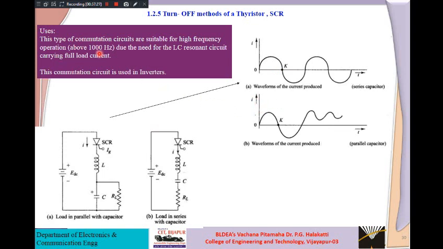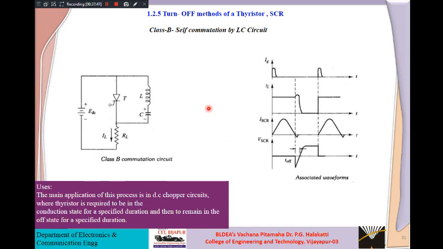The uses: this type of commutation circuit is useful for high frequency operation above 1 kHz because of the requirement of an LC resonance circuit carrying the full load. It is mainly used in inverters rather than converters. Another type is class B self commutation by LC circuit. This one is quite different. Its uses have been mentioned here.